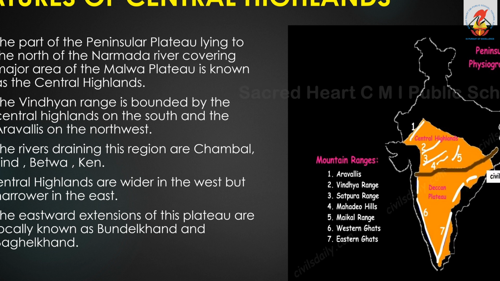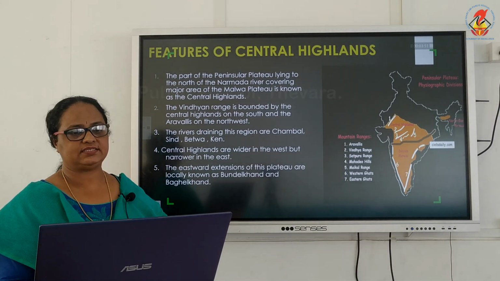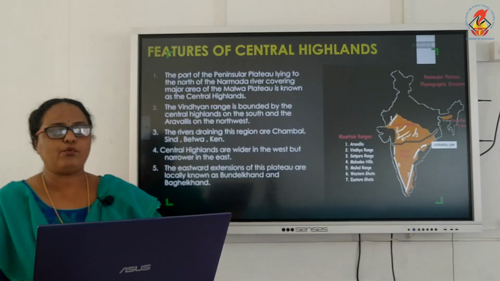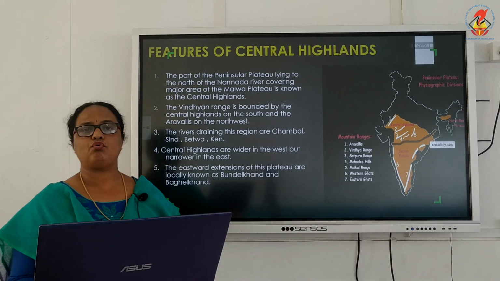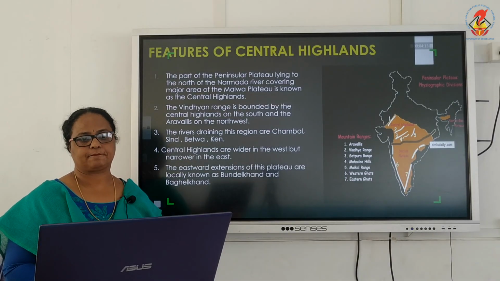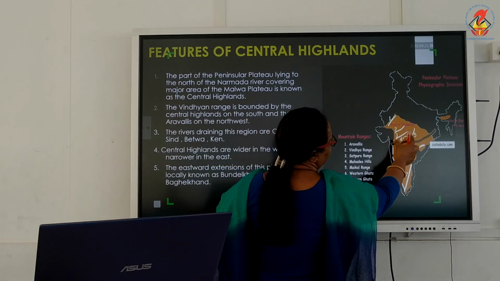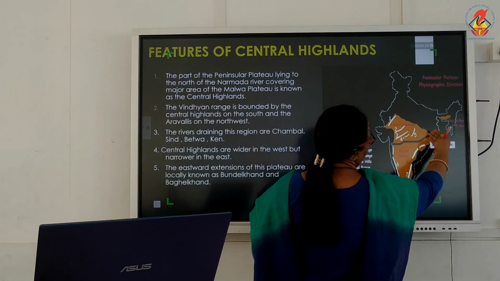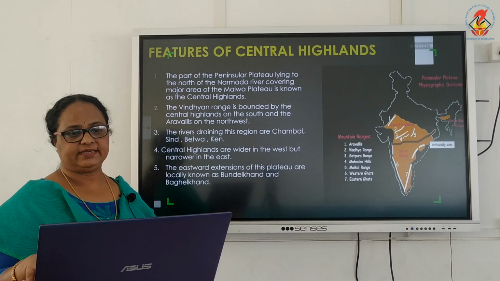The second feature is this particular Central Highland is bounded by the Vindhya range in the south and the Aravalis in the northwest. Then this particular region is drained by four important rivers, that is Chambal, Sindh, Betwa and Ken. These are the four important rivers that are draining Central Highlands. Then Central Highlands are wider in the west and narrower in the east. See, you can see here it is broad, here it is very narrow on the eastern side. Then we have the eastward extension of this plateau, which is known as Bundelkhand.